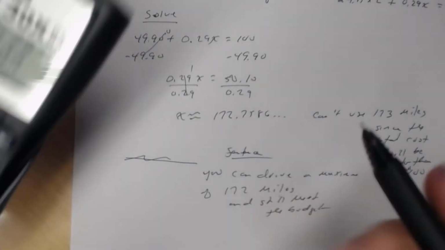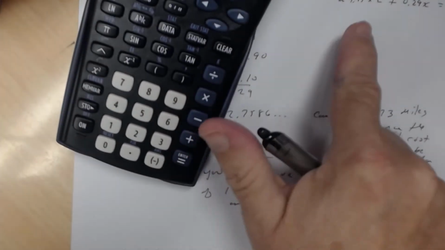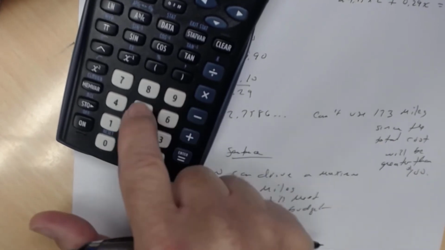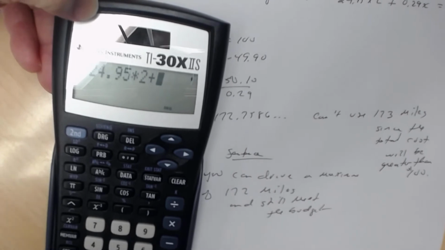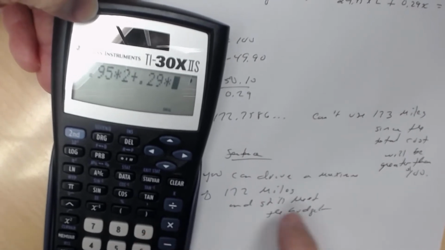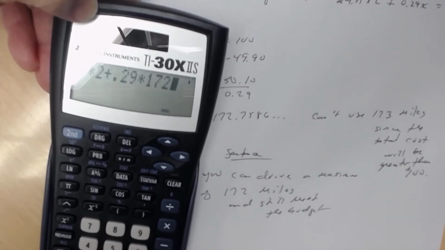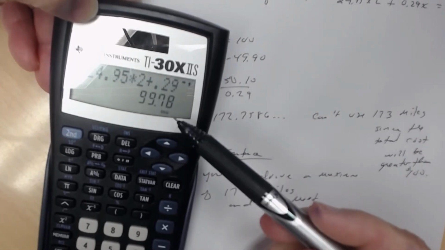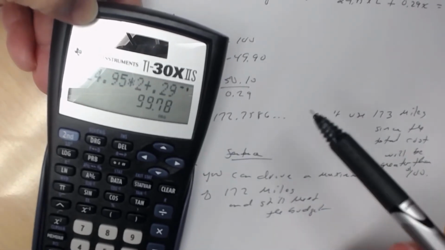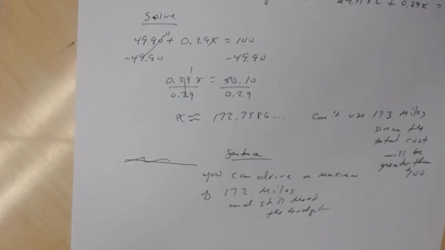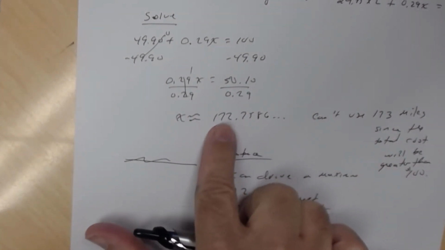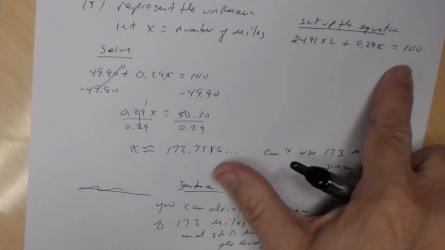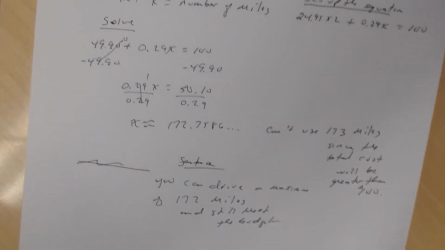Watch what happens if we check 172 miles. 24.95 times 2 plus 0.29 times 172 equals $99.78. So you're within budget. Notice, you cannot use 173, even though rounding off will give you that, because it doesn't meet your budget. Okay, so that was 15.